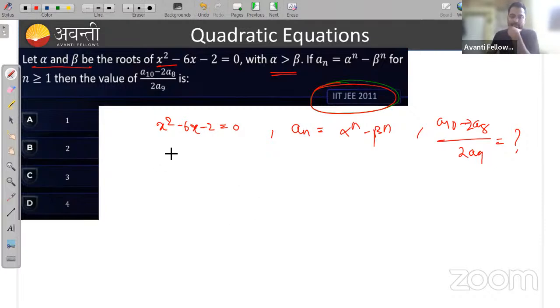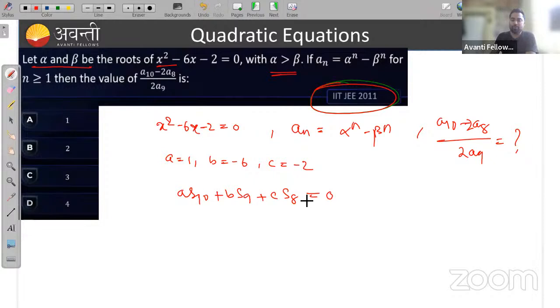In this given quadratic equation, we have a = 1, b = -6, c = -2, right? Okay, so we need to start from 10. So a S10 plus b S9 plus c S8 is equal to 0. So all the terms we have covered in this, if you are starting from S10. Now substitute the values of a, b, and c. After substituting, we are getting S10 minus 6 S9 minus 2 S8.